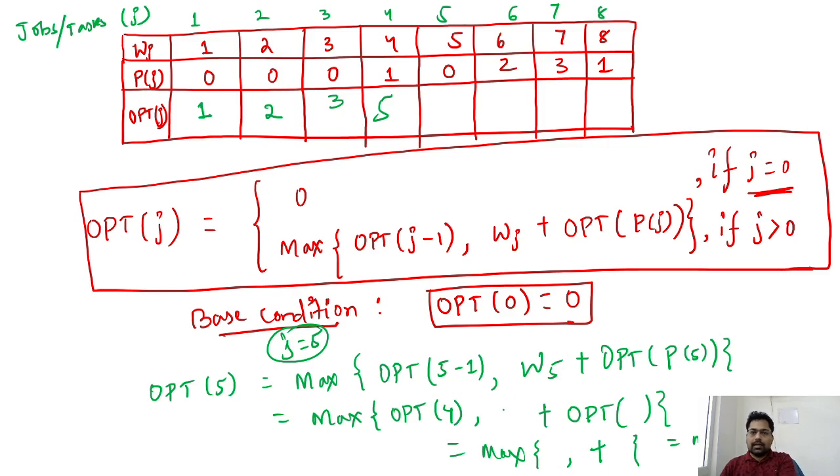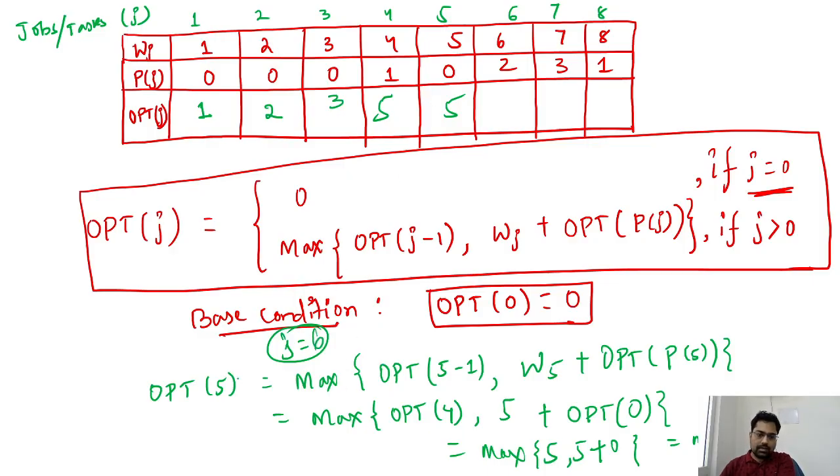So the weight assigned for 5 is 5 plus OPT 5 is 0. So you just write 0. This P5 represents this one. So it's 0. So just write 0. 5 plus 0 and OPT 4 is 5. So out of 5 and 5 the maximum will be 5. So if you consider the fifth one also, you are getting the same answers.